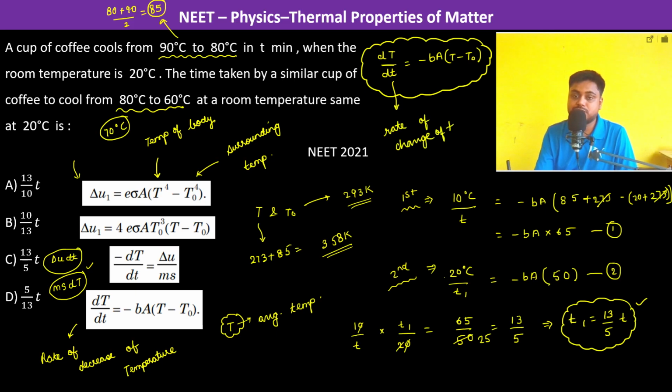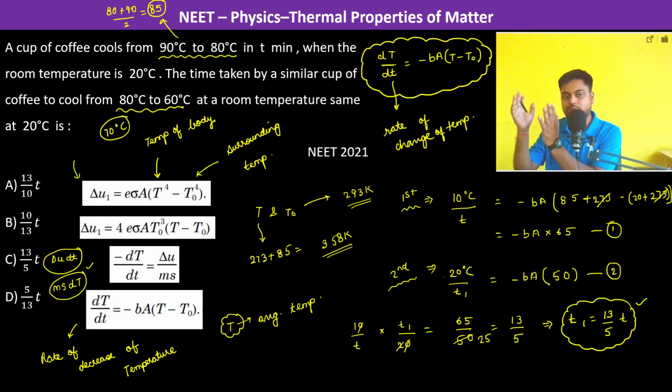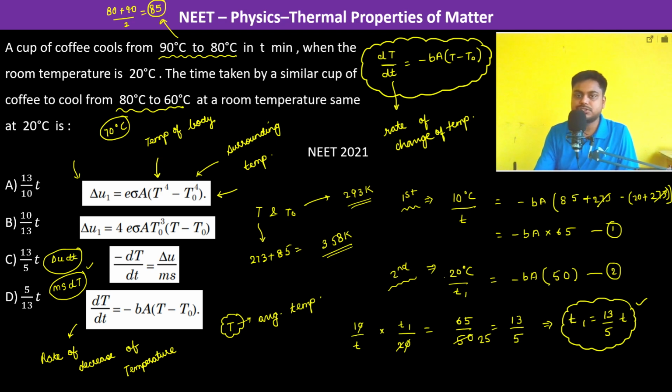And this is only applied when the temperature is close to room temperature, not like 1000 or 2000 degrees. Then this formula will not work. Then we have to use the original formula. So this is an approximation formula when T and T naught don't have that much difference. And B is a constant, A is the surface area, T minus T naught, where T is the temperature of the body, T naught is the surrounding temperature. Thank you. So therefore the answer is going to be C.